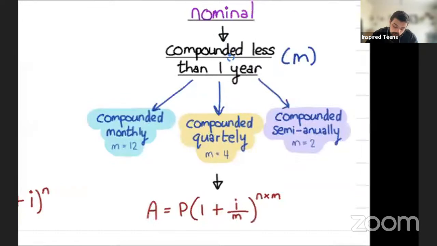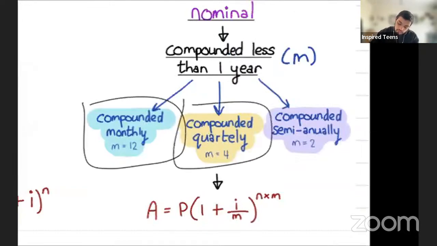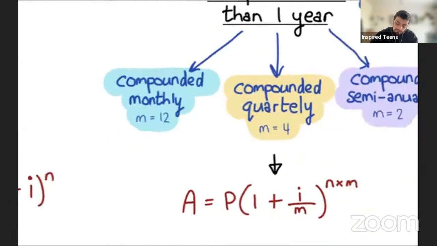Now, let's see what we deal with. We deal with mainly 3 examples: compounded monthly, compounded quarterly, compounded semi-annually. So compounded monthly means that your interest is going to be compounded every single month, and you are going to make monthly payments. That's the more important thing to us, right? Monthly payments. You are going to be making monthly payments.